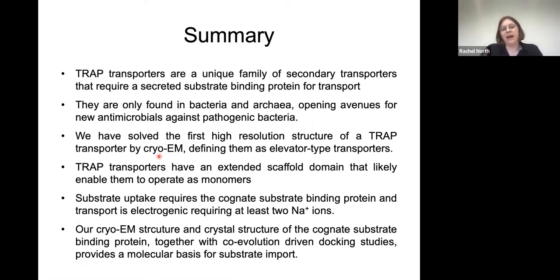And we found that our elevator transporter has an extended scaffold domain relative to others, and this likely enables them to operate as monomers as opposed to the typical oligomers you see for elevators. We found that substrate uptake requires the cognate substrate binding protein, and that transport is electrogenic, requiring at least 2 sodium ions to transport a negatively charged sialic acid across the membrane. And so our cryo-EM structure and crystal structure of the cognate substrate binding protein, together with co-evolution driven docking studies, provides a molecular basis for substrate import that we describe as an elevator with an operator mechanism.